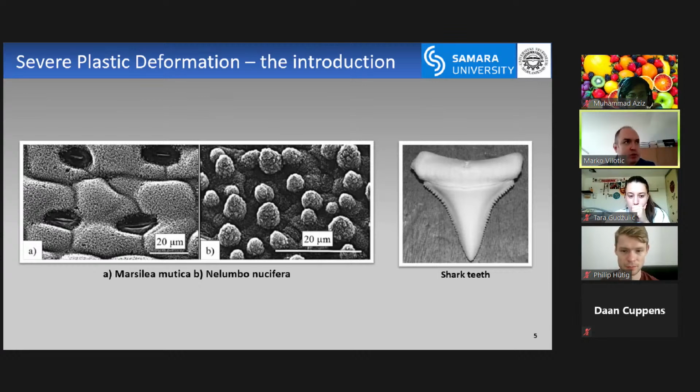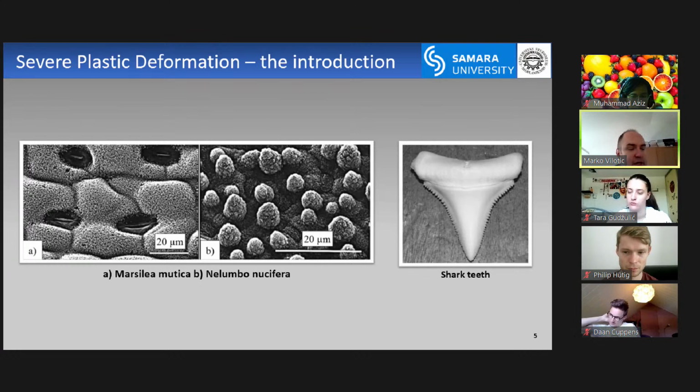When they took a sample of the plant to the microscopes and other devices, they noticed that these plants have a morphology that enables them to reduce friction. The lower the friction, the less chance there is for dirt or some unwanted particle to stick to it, and then it will just fall off the plant, and the plant will look clean, right? And on the right side, there is a sample of shark teeth.